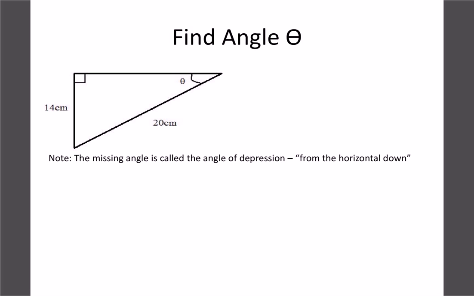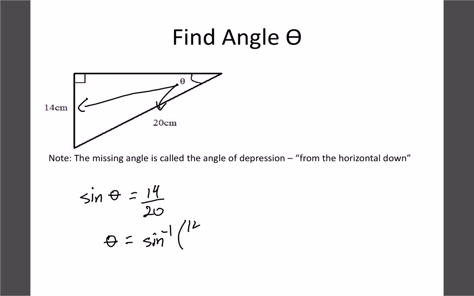Finding angles now, same sort of idea, except we have to be careful when you type it in. In this case, from our angle, we've got our opposite, we've got hypotenuse. So we'd go sine theta equals 14 over 20. Now to do this on your calculator, we have to undo the sine, so that's where we go second sine. Type in 14 divided by 20, second sine, and that gives us an angle of about 44 degrees.